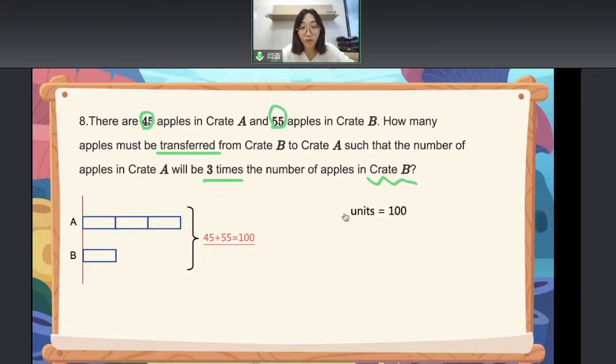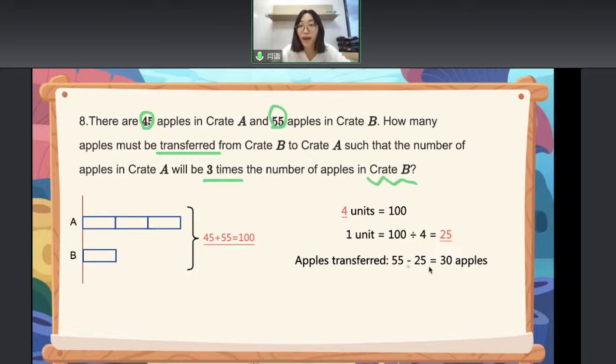And then let's try to figure out 1 unit. Based on the model, you will see 4 units equals to 100. So what about 1 unit? That is 100 divided by 4, which is 25. Good job. But can we say, okay, final answer is 25? I already figured out 1 unit. Okay, I'm so happy. Bye. Can? No. Why? Because for such question, it asks you the number of apples must be transferred. So here, apples transferred, it should be 55 minus 25 equals to 30.